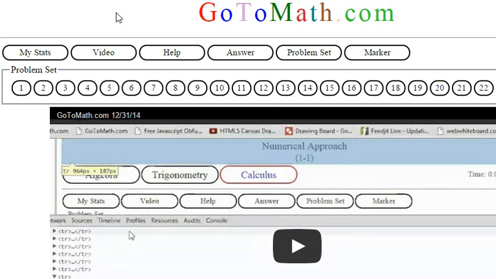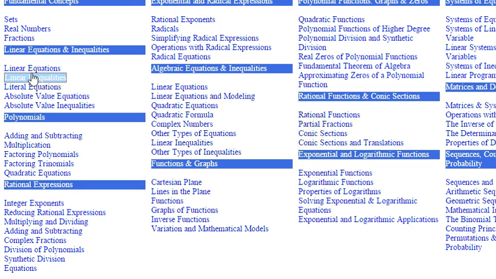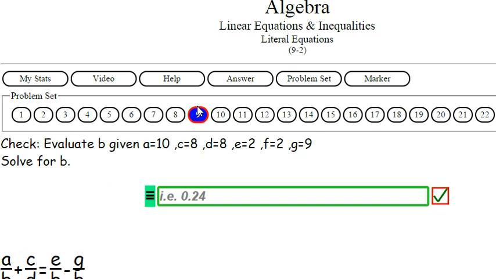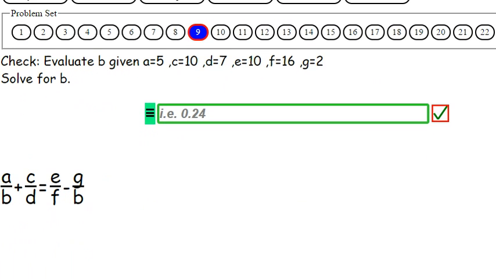Okay, we're over here, gotomath.com. Click on Algebra, let's go down to Literal Equations, and I believe we're doing 9.1. Get that to come up. Okay, so this is obviously for the checkbox here, but we want to solve for b. Solve for b.